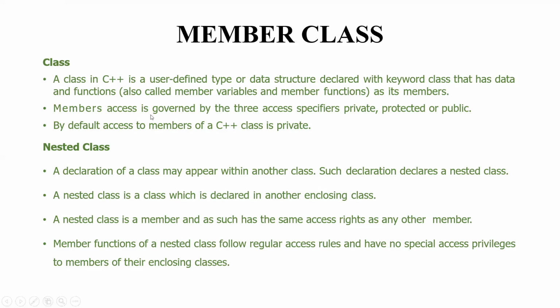Member access is governed by three access specifiers. They are private, protected, or public. By default, access to members of a C++ class is private.